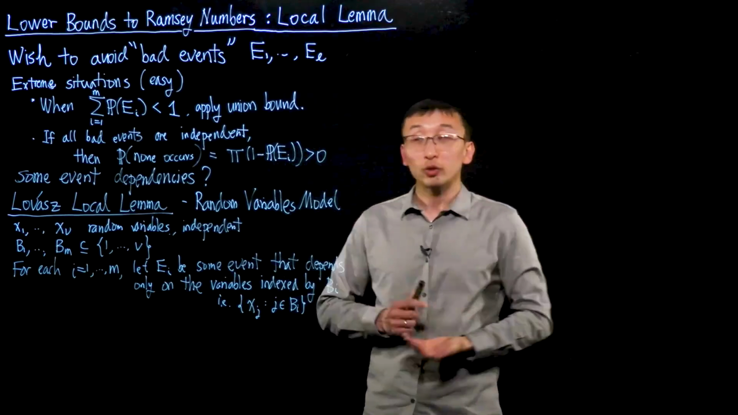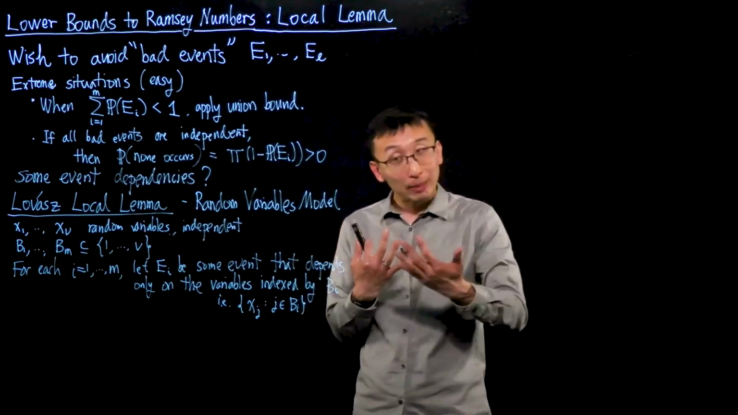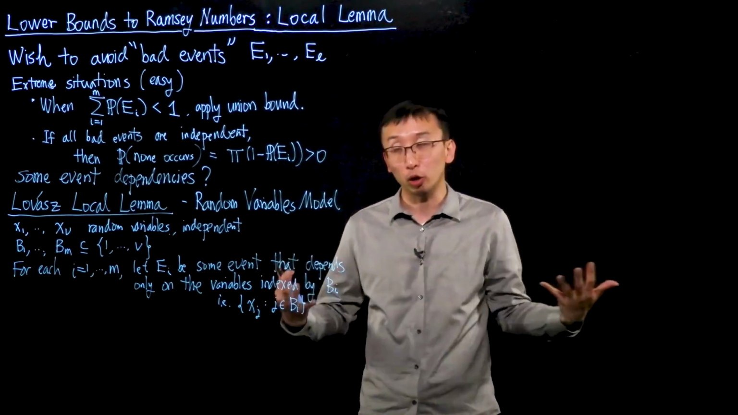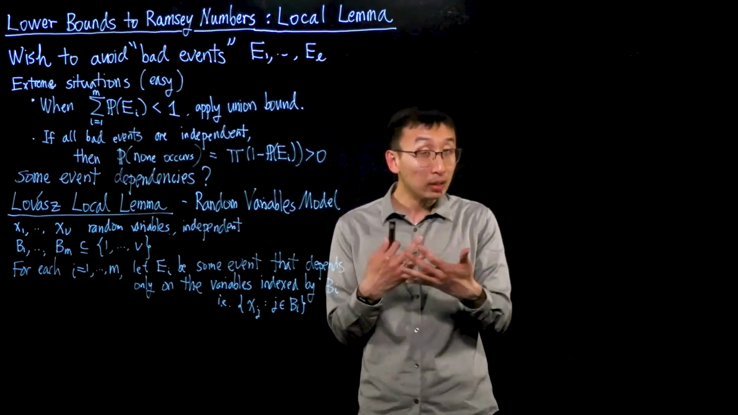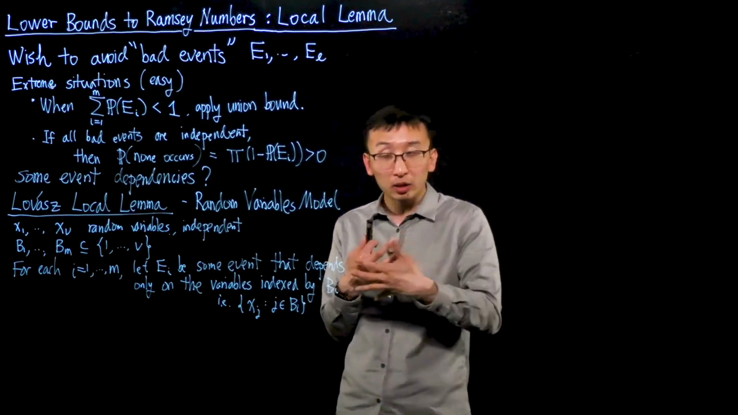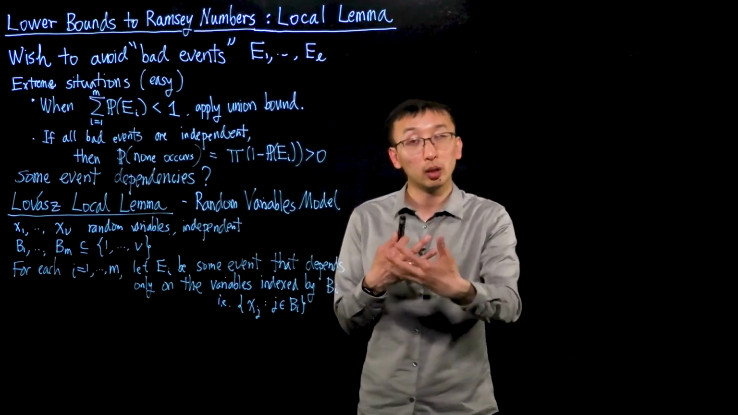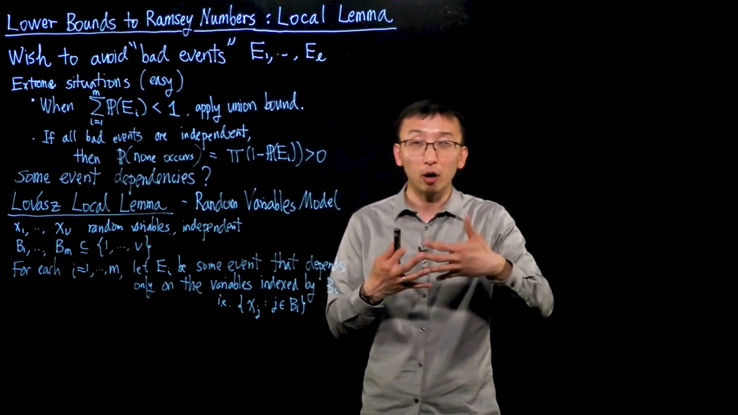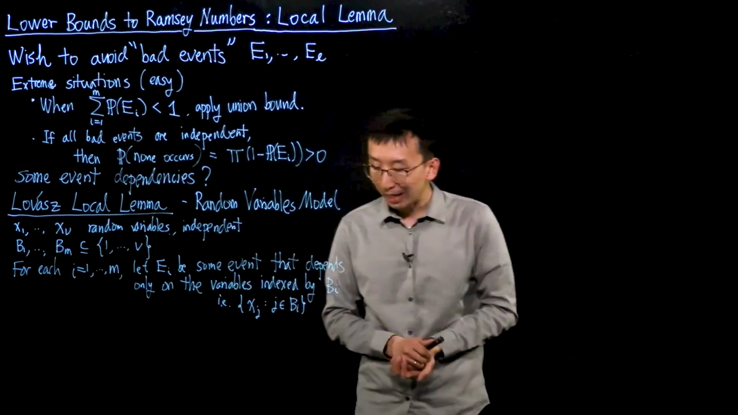So this is a situation that captures a lot of applications where you have bad events, for example, cliques being monochromatic in a coloring of a large graph. And some of these events may have dependencies because the events are based on underlying independent random variables, and the different events may involve overlapping variables. And so this is capturing that kind of setup.